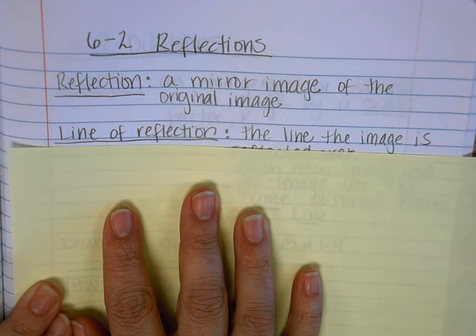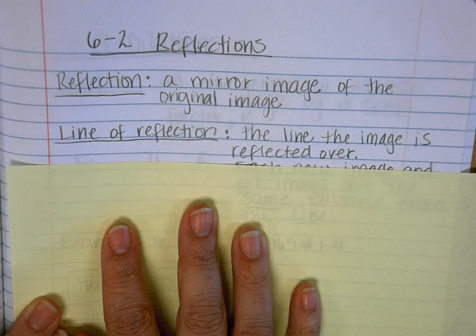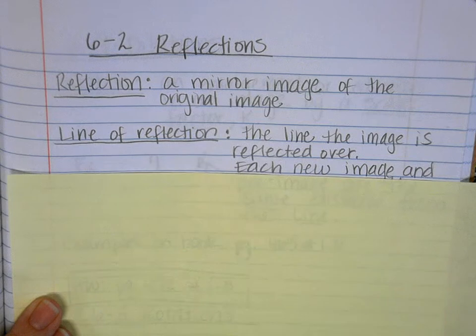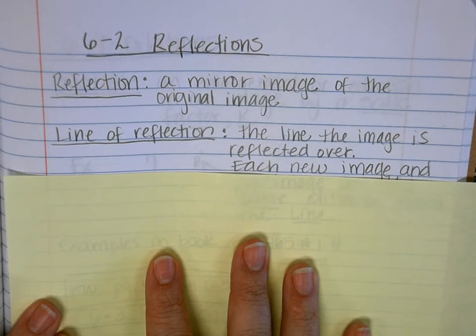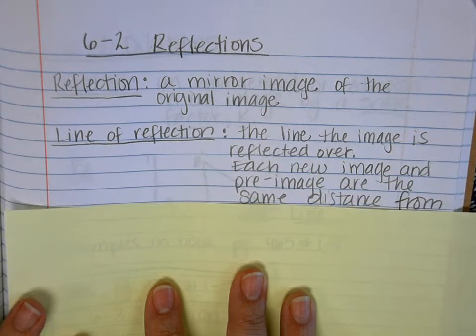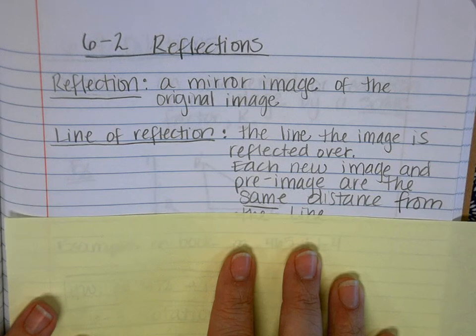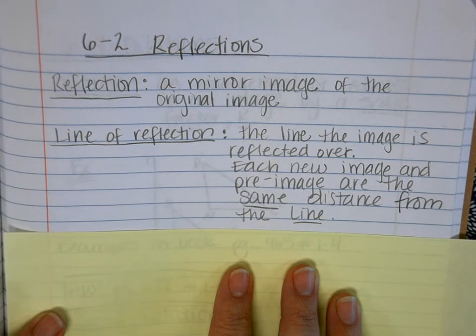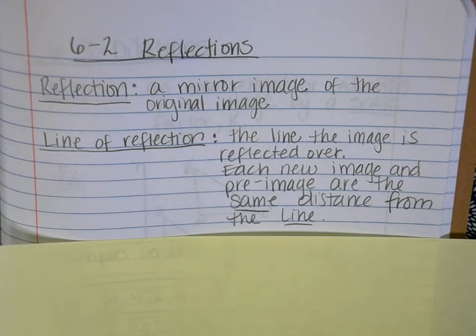There's this thing called a line of reflection, and that's basically the line that the image is reflected over. It's imaginary normally, unless it's a y or x axis. Each new image and pre-image are the same distance. That's kind of important, so I underlined it. Same distance from the line. So to get that mirror image, that reflection, they have to be the same distance from that line.